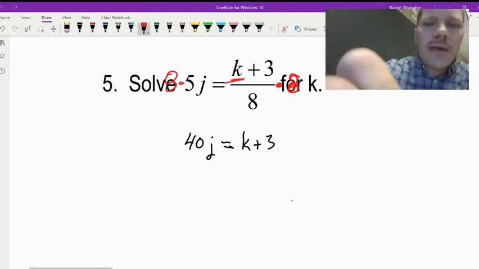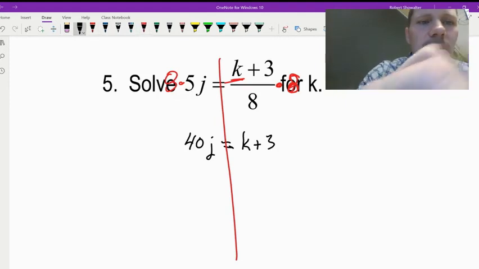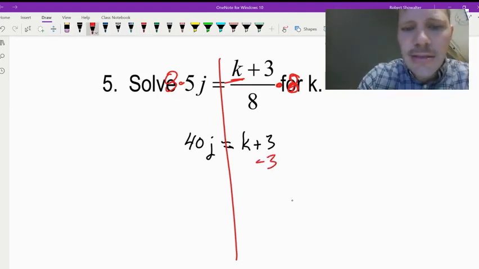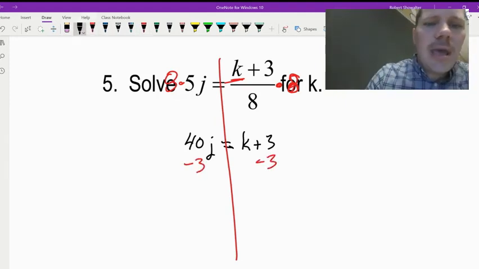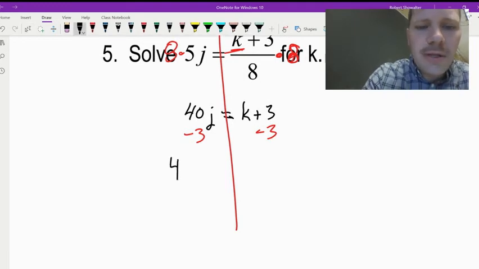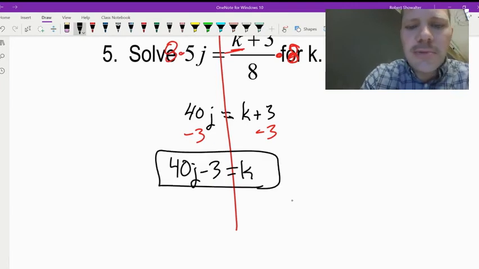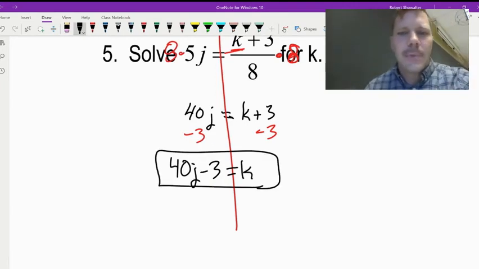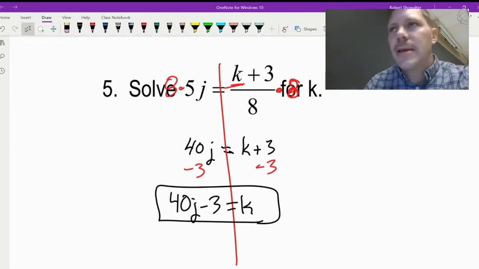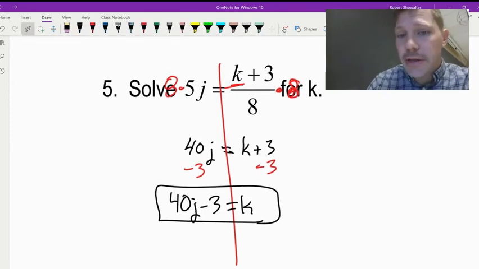Ooh, we can draw that line if that helps us. And then we're taking out the K. So we're going to subtract 3. And we cannot combine 40J and 3. So we're going to leave them 40J minus 3. And that becomes our answer. Again, pause it, rewind it, hear the explanation again. Let's go ahead and do number 6.